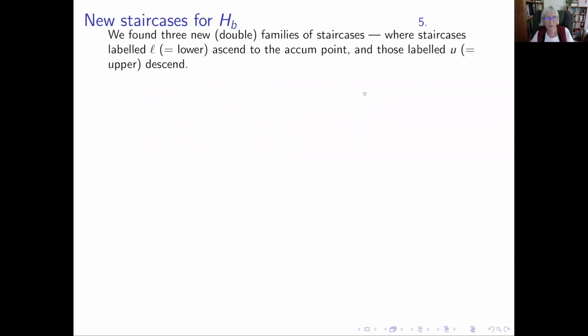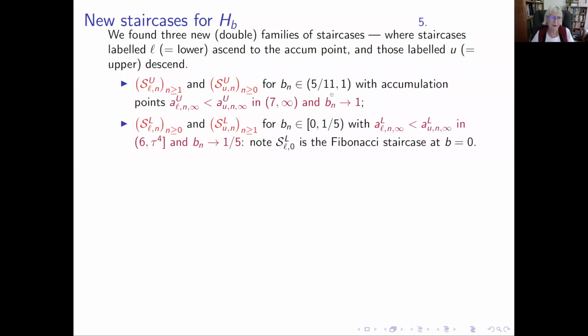A second family I call lower, sorry. And the lower family is, all these staircases, it turned out we discovered, are extensions of the Fibonacci staircase. So this family, if you allow n to be 0 in SL0, this is the Fibonacci staircase at B equals 0. And then we have these other families when n is bigger than 0, we have a pair, an ascending and a descending, and they have values of B in between 0 and 1/5, and Bn is going to 1/5.